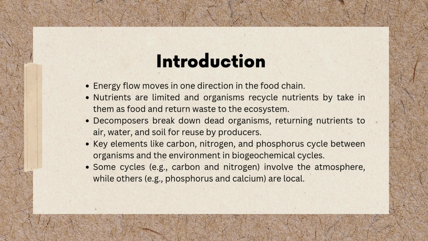Producers then utilize these nutrients to create new organic material. Elements like carbon, hydrogen, oxygen, nitrogen, and phosphorus cycle through ecosystems, moving from the physical environment, that is air, soil, and water, into organisms and back again. The movement of chemical elements within ecosystems is referred to as biogeochemical cycles. Water and chemicals, such as carbon and nitrogen, primarily cycle through the atmosphere, while others like phosphorus, calcium, potassium, and magnesium circulate mostly in local ecosystems.